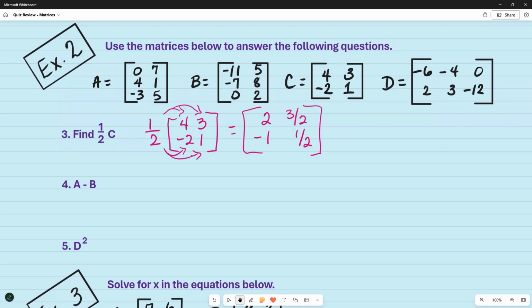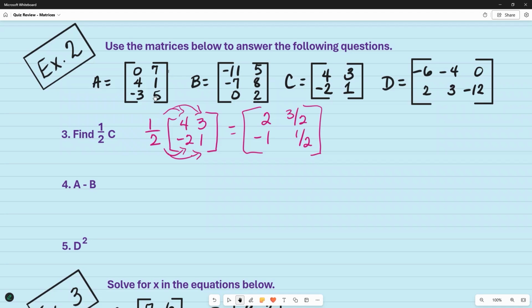Okay, so now I'm asked to take A and then subtract B from it. So I'm going to go to A and B, and I know that my rule for adding and subtraction says that both of the matrices have to be the same dimension. So I count and I see that there's 3 rows by 2 columns, and the same for B, 3 by 2. So yes, I can actually add or subtract these. This one says subtract, so I have to be careful.